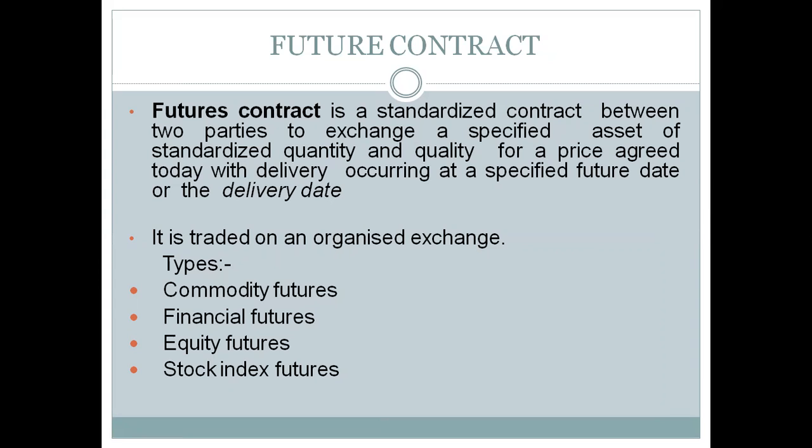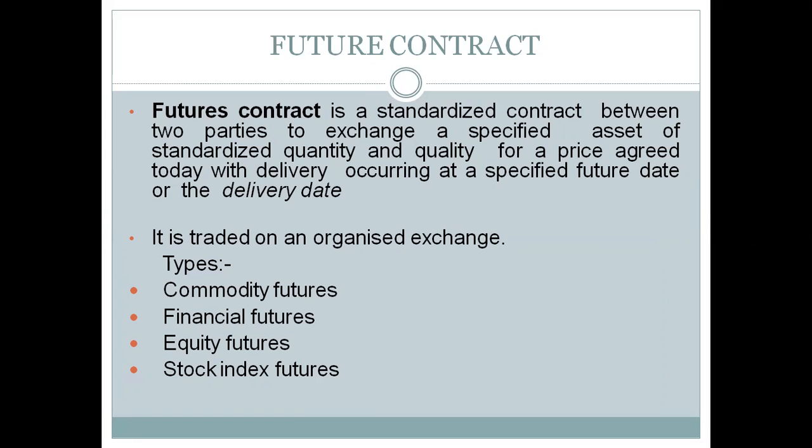The meaning of a futures contract is a standardized contract between two parties to exchange a specified asset of standardized quantity and quality for a price agreed today, with delivery occurring at a specified future date. So what we have understood from this meaning is that futures is a contract or agreement between two parties. It means that there must be a contract binding on the parties, and the same should be fulfilled on some future date and for some agreed price.